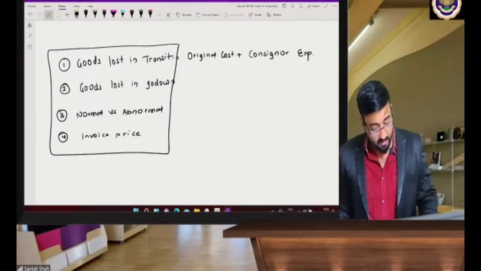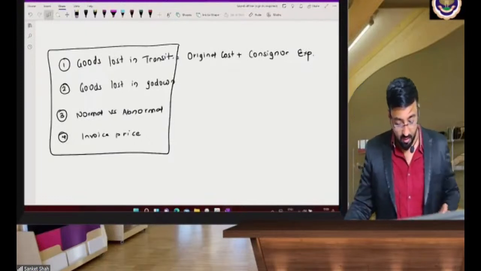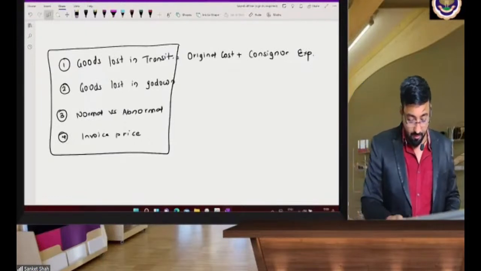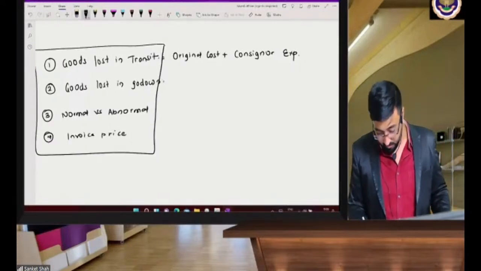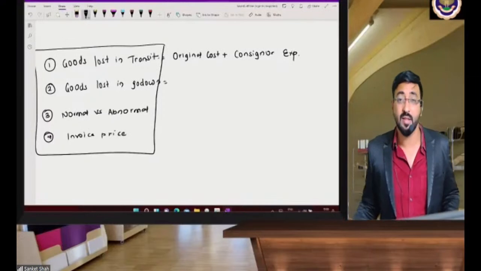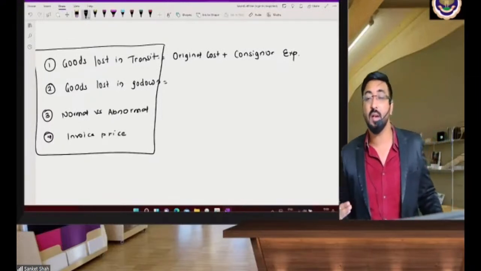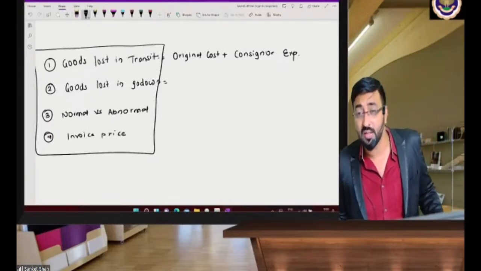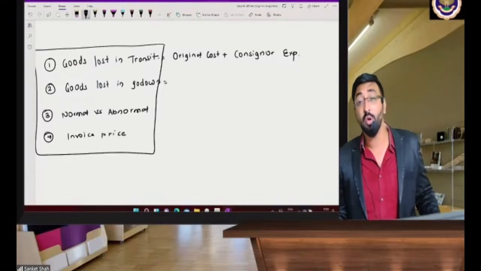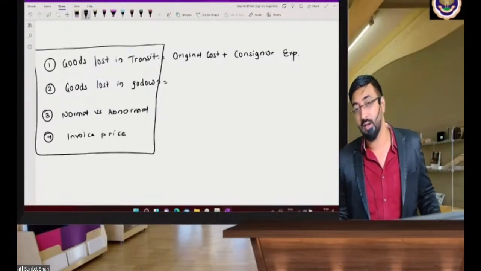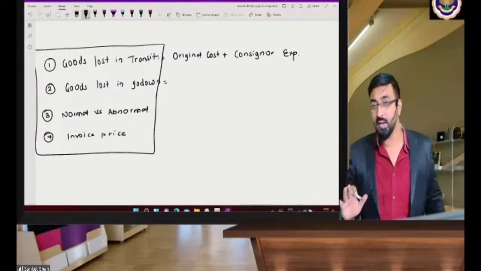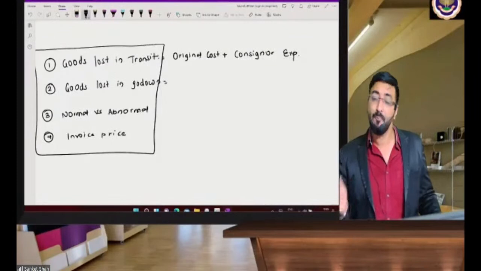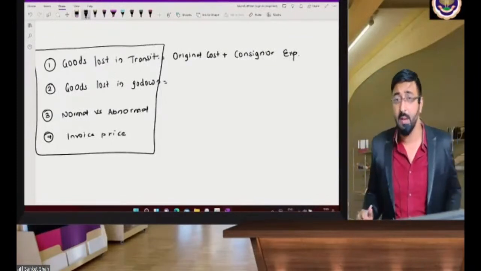Jatin Lalwani ji from WRO answered it, and after that, Pooja Swami from CRO. They answered goods lost in transit correctly. So beta, with goods lost in transit, the goods have not yet reached the consignee's place, so you are not going to add the consignee's expenses. You will consider only original cost plus consignor expenses. It's very simple for goods lost in transit.